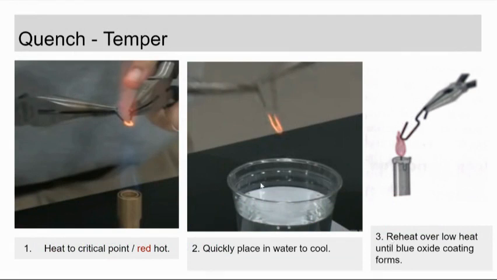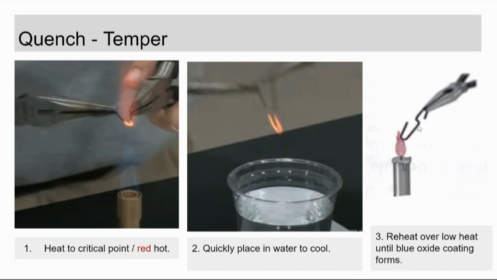Again, this is what that process would look like. You're going to heat the metal to the critical point, i.e., red hot, to allow for recrystallization. You're going to quench it by quickly placing it in the water to cool. And then you're going to reheat it over low heat. Instead of a Bunsen burner, you might use a candle until a blue oxide coating forms.